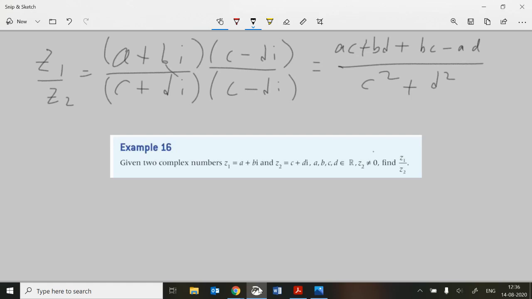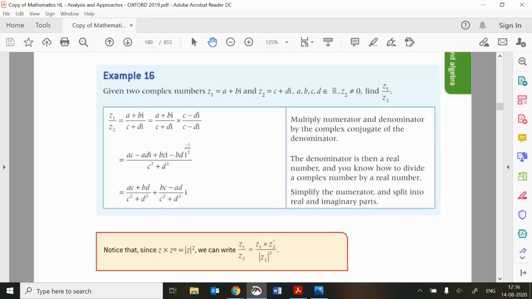So that was because b times by minus d gave us minus bd, but of course i times i gives us -1. So there we go. There's the real part, and this is the imaginary part on top. And I think that is done. Let's just see what they write in the book.